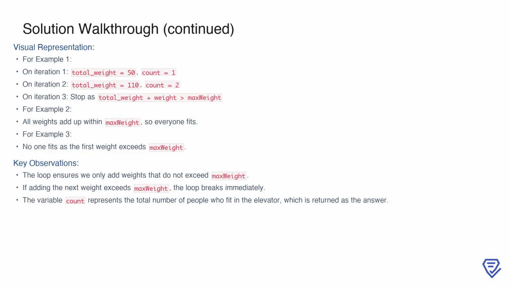To summarize these examples visually, in the first case, the iteration stops when the cumulative weight exceeds the maximum. By the second iteration, total_weight reaches 110 and count is 2. Adding the next weight would exceed the limit, so we stop. In the second example, all weights fit within the max weight, resulting in a count of 3. The third example demonstrates that if the first weight already exceeds the limit, no one fits. The key takeaway here is that the loop ensures we only add weights that stay within the limit, breaking immediately once adding the next weight would exceed it.